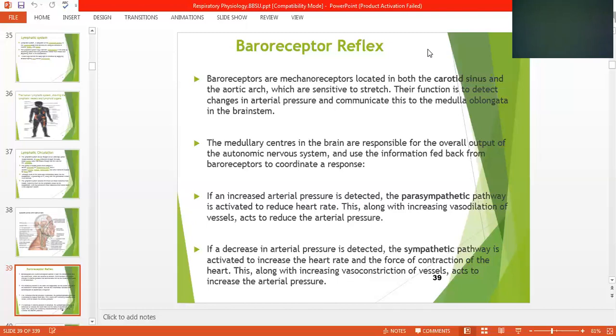If a decrease in arterial pressure is detected, a sympathetic pathway is activated. If parasympathetic decreases the arterial pressure, then the sympathetic system will increase it and bring it back to normal, to increase the heart rate and force of contraction of the heart. This, along with increasing vasoconstriction of the vessels, acts to increase the arterial pressure. So if there is an increase of arterial pressure, then the autonomic nervous system, which starts from the medulla oblongata, will decrease the blood pressure through parasympathetic and increase the blood pressure through sympathetic.